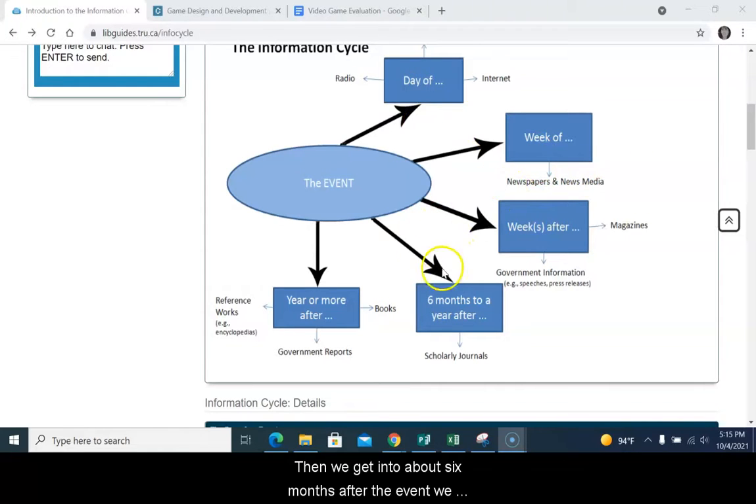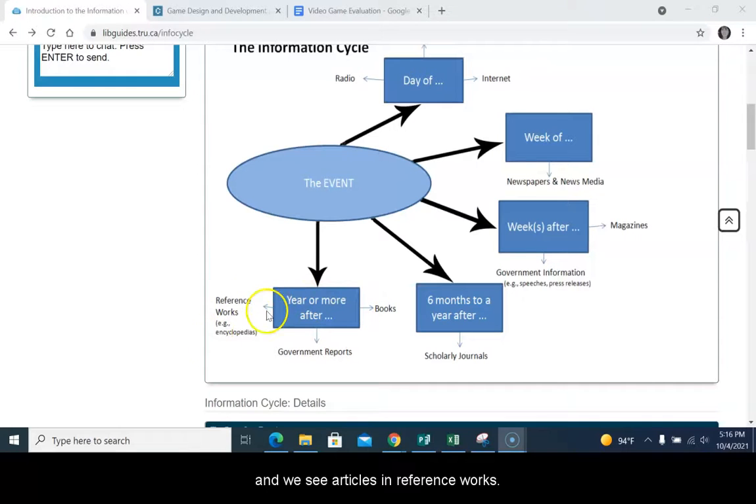Then, about 6 months after the event, we start to see scholarly journal articles being published. A year or more after the event, we see full-length books, and we see articles and reference works.